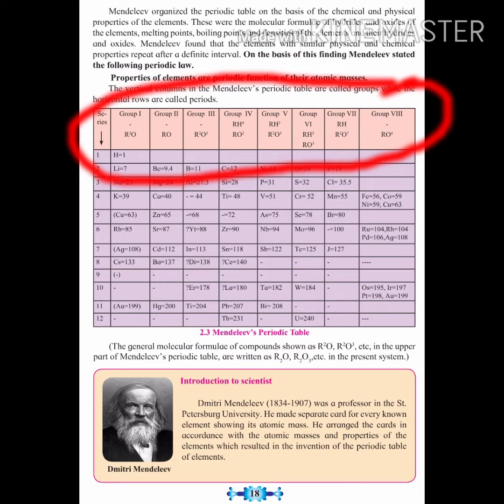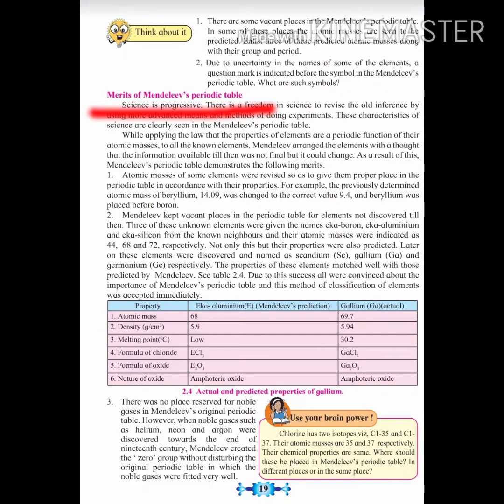Now let's consider the advantages or merits of Mendeleev's periodic table. Some elements had their atomic mass revised. It was wrongly determined by other scientists, and the classification put forth by other scientists was revised. One example is beryllium, whose atomic mass was previously given as 14.09, but the correct value was 9.4, so it was revised.